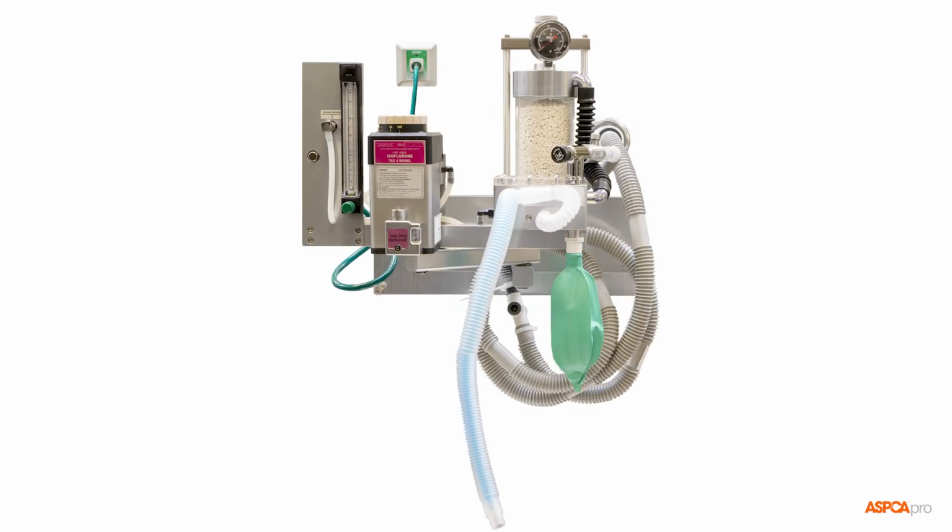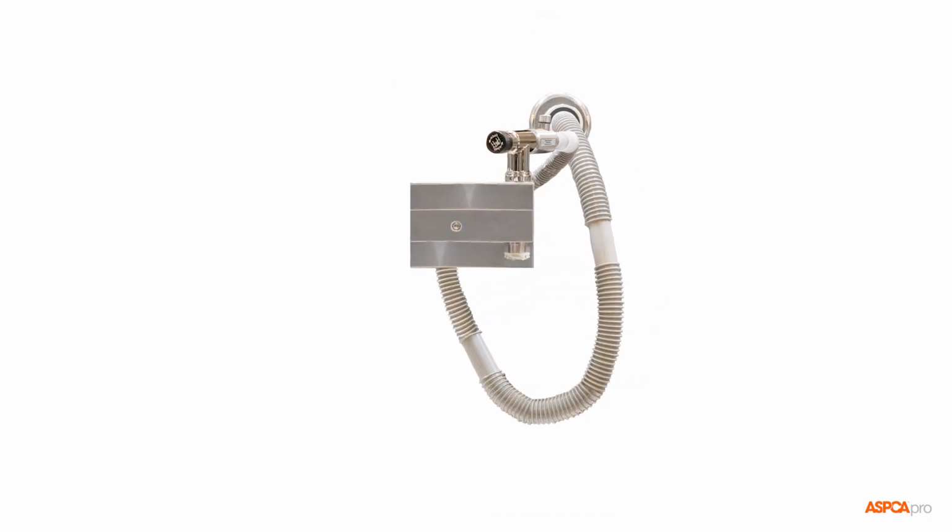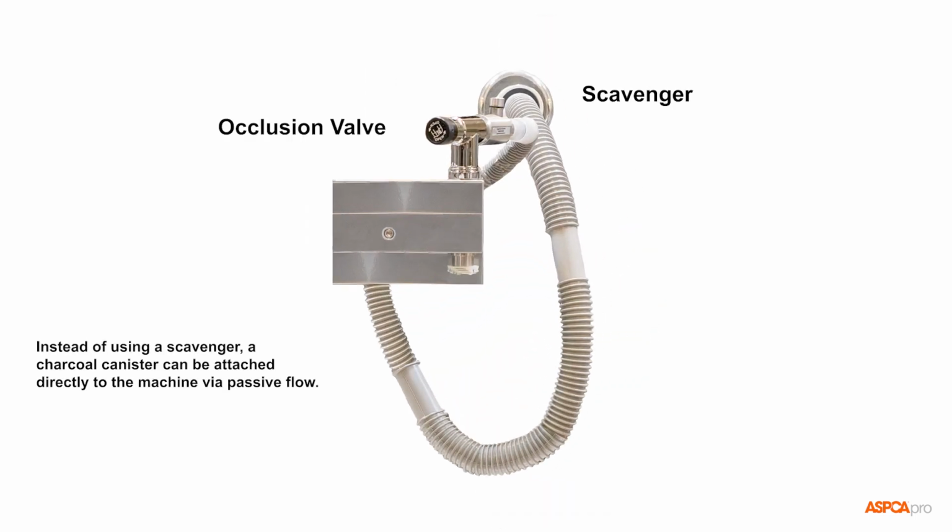The waste gas travels through a large corrugated hose, shortened here for ease of understanding, to a wall outlet and is vacuumed away by an active scavenger.